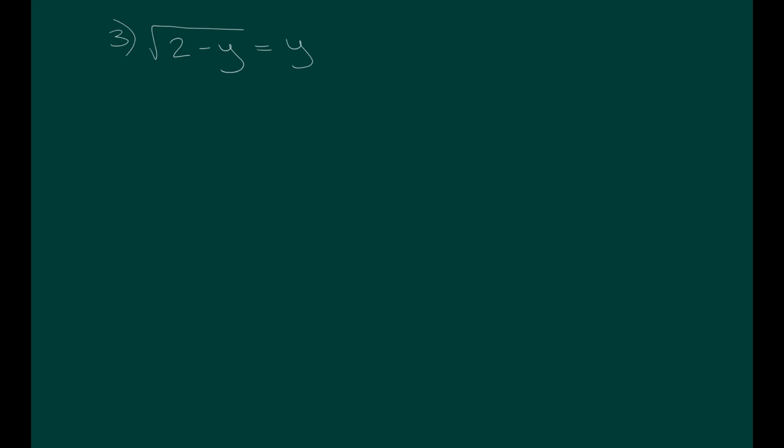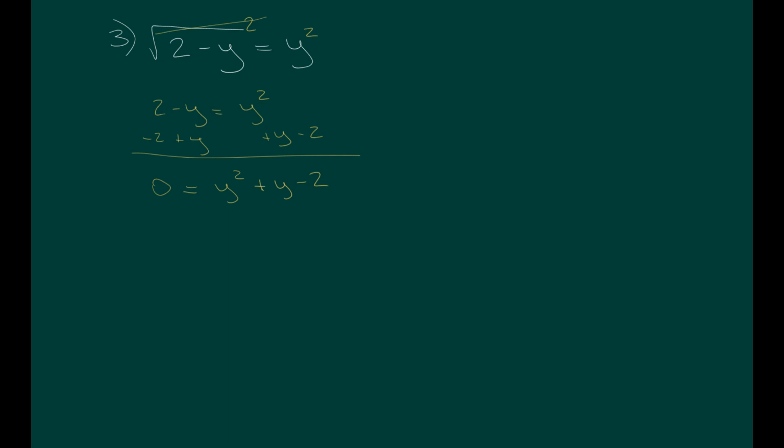Okay, and number 3, the radical is already isolated, so to get rid of it, I'm going to square both sides. So I get 2 minus y equals y squared. Now, anytime we end up with a quadratic term, I want one side to equal 0. So I'm going to add y to both sides and subtract 2 from both sides. When I do that, I'll get 0 equals y squared plus y minus 2.